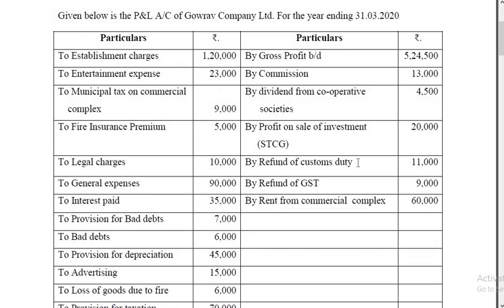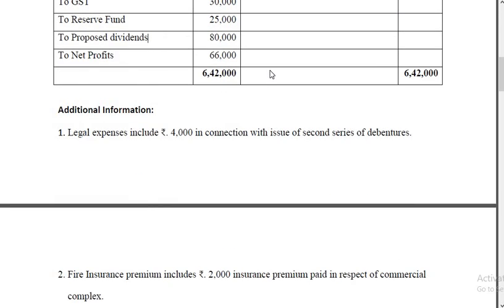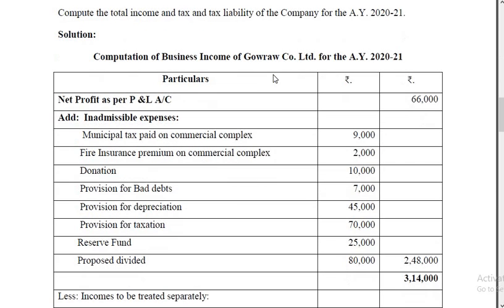Refund of customs duty is allowed. Refund of GST is also allowed, part of business income. Rent from commercial complex is relating to income from house property, that should be deducted. Okay, I have explained in the entire problem. Now look at the computation of business income here.